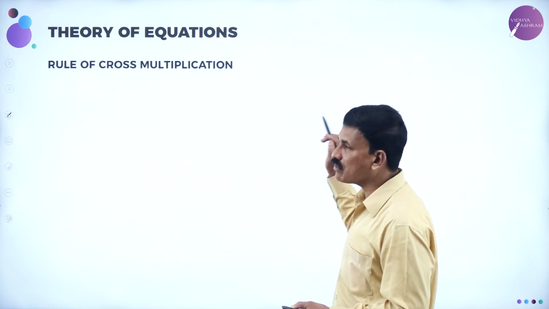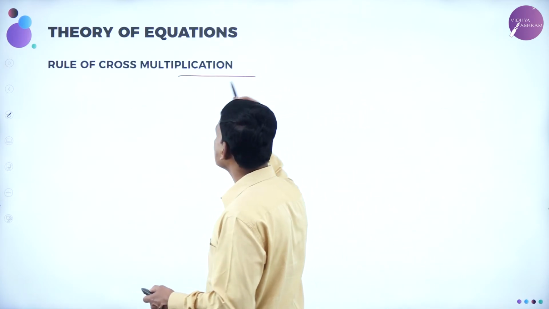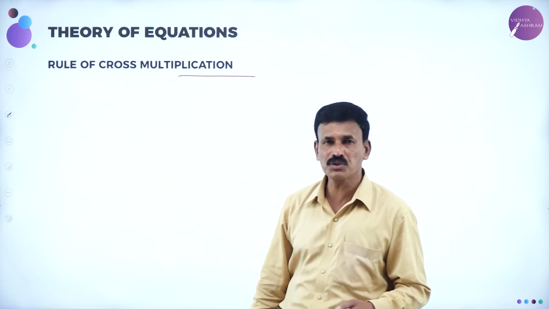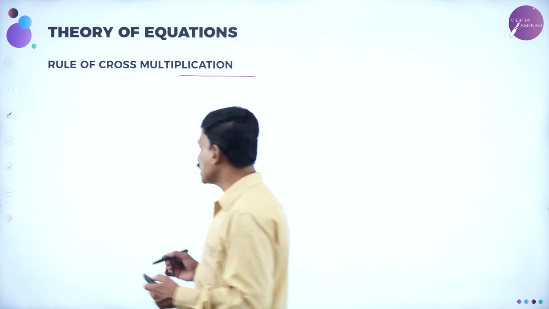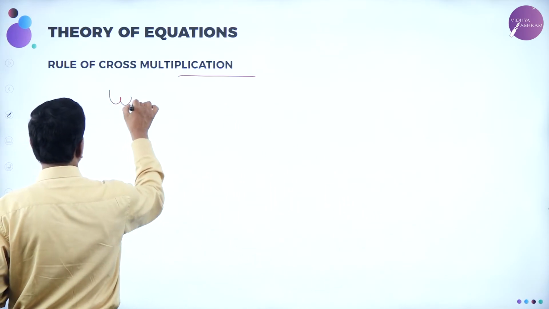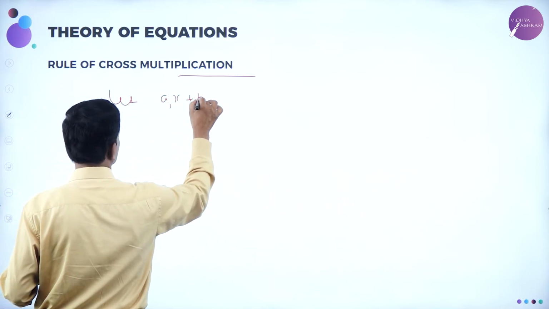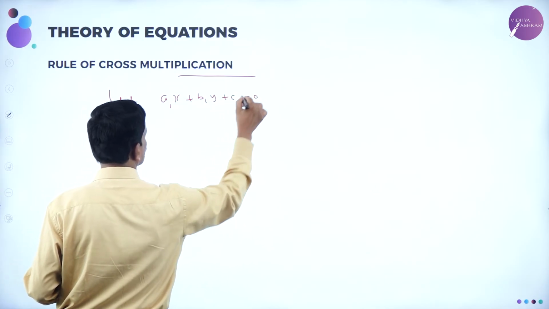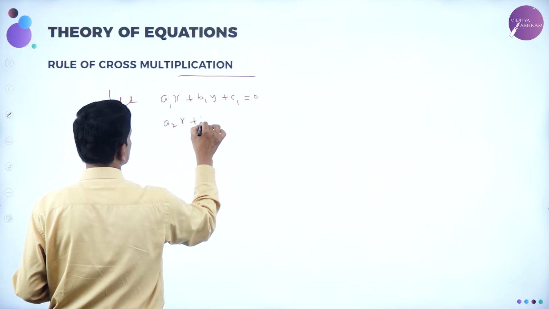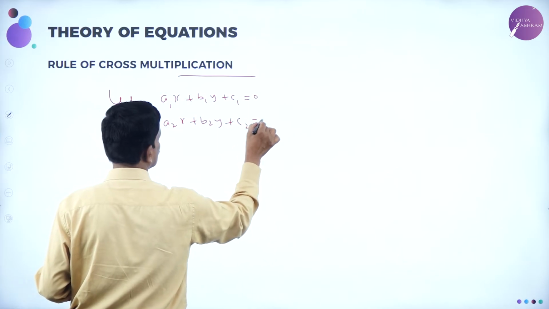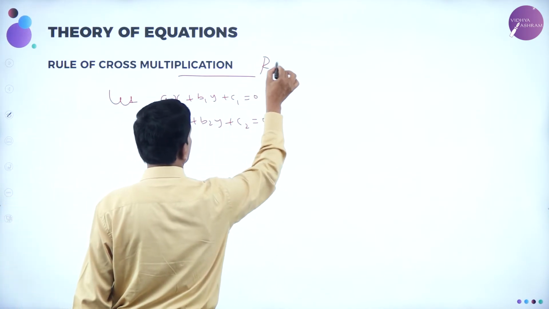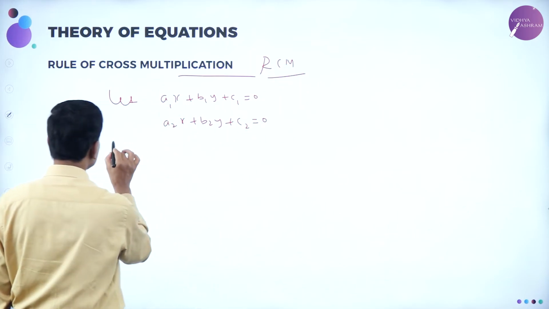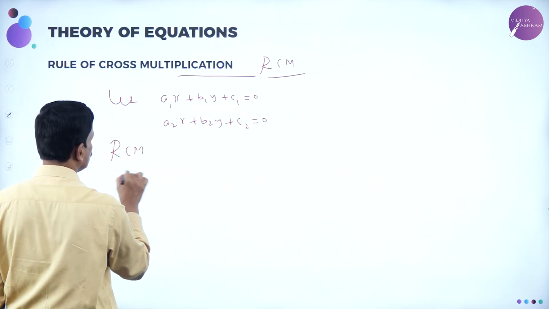Now, let us come to the last method, rule of cross multiplication. This is a very important method indeed. Let us consider the simultaneous equations. Let us consider two equations: a1x plus b1y plus c1 is equal to 0 and a2x plus b2y plus c2 is equal to 0. Now, how does the rule of cross multiplication, RCM, work?